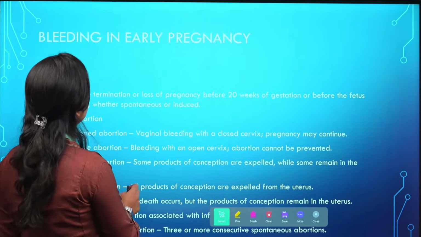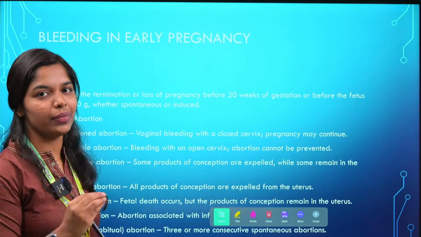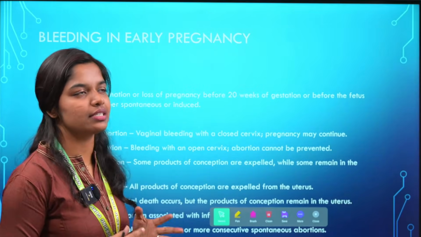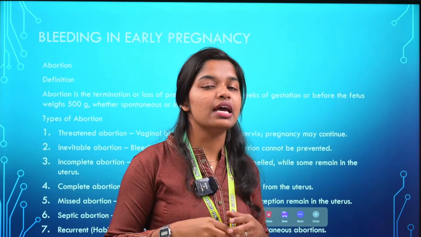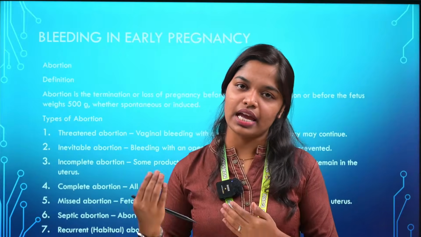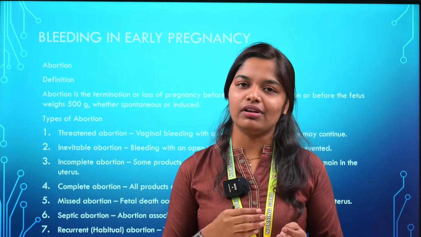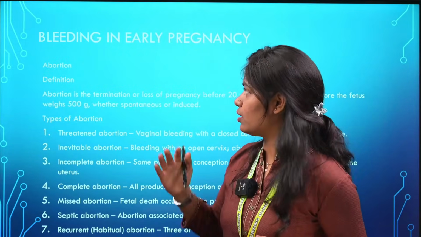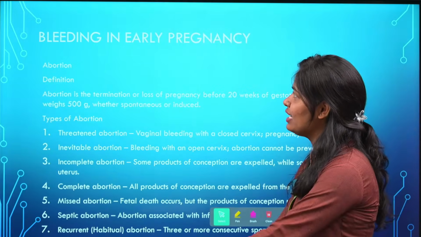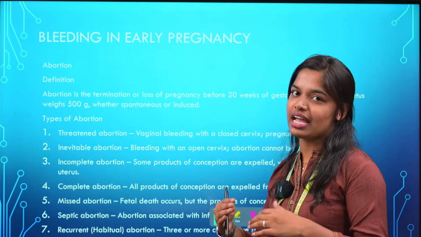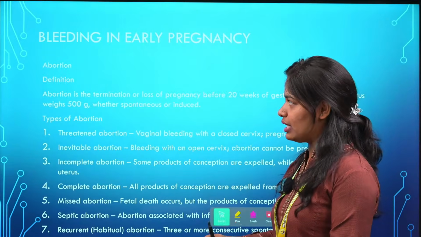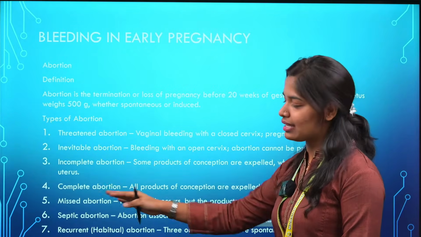This is all regarding hyperemesis gravidarum. It is a condition in which there will be excessive nausea and vomiting. Due to this, there will be dehydration in the mother. Next condition is bleeding in early pregnancy. Vaginal bleeding may occur in early pregnancy. There are several conditions.